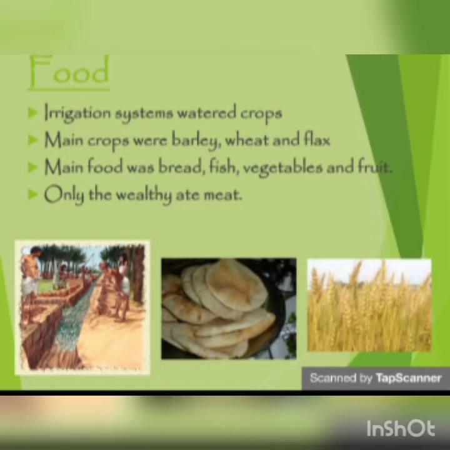Then fish were taken from the river Nile. They caught fish from the river Nile, and they cultivated vegetables and fruits too. Only the wealthy could eat meat. So meat was eaten only by the wealthy people, and the others used fish from the river Nile.